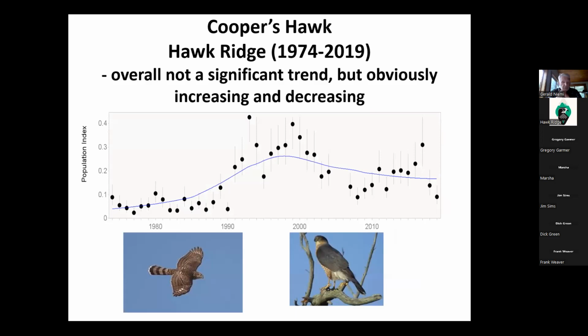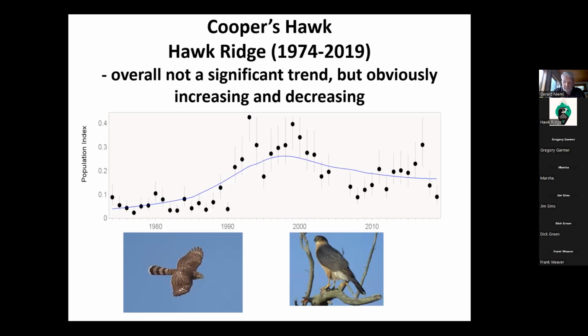we go to the Cooper's hawk. There's a very interesting trend. Again, overall from that whole period of 74 to 2019 it was not an increase. It's not a significant increase, but certainly has an increase from 1974 to the mid-1995 period of time. And then there's been sort of, should we say, almost a little bit of decline, or at least a stable population of that species.